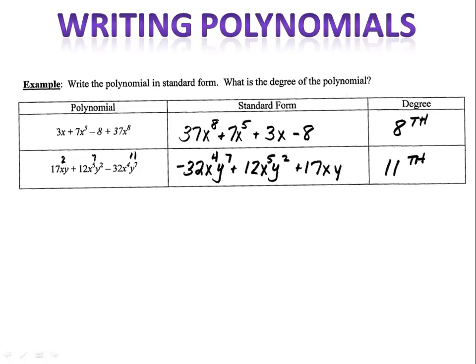The degree of the polynomial is given by the biggest exponent. Because the biggest exponent is 8, we say that that polynomial is of the 8th degree.